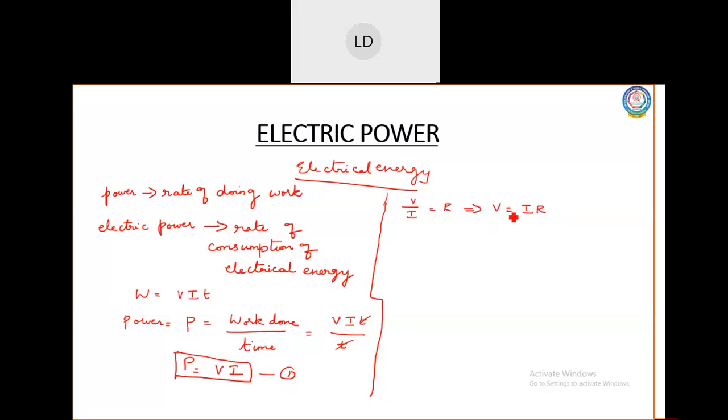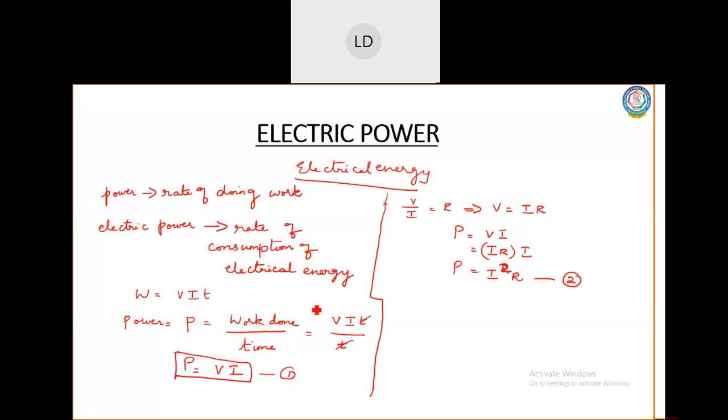So when I substitute for V is equal to I into R, what is the formula for power? Substitute P is equal to V into I. Substitute for V as I into R. I into R into I. So here is one more formula for power, which is I square into R. So this is the second formula for power, right?